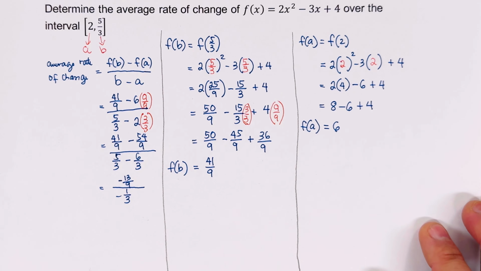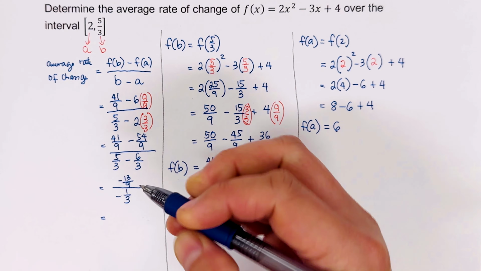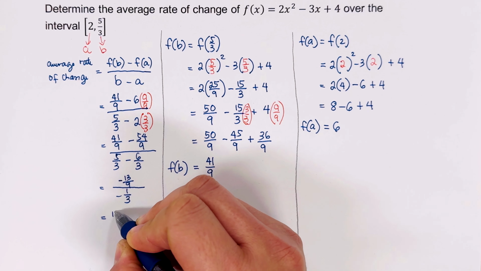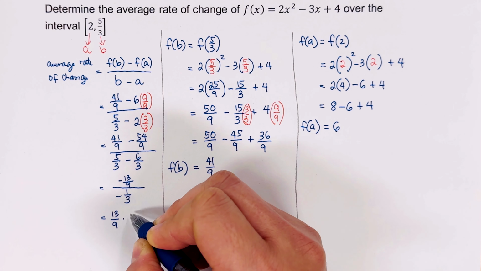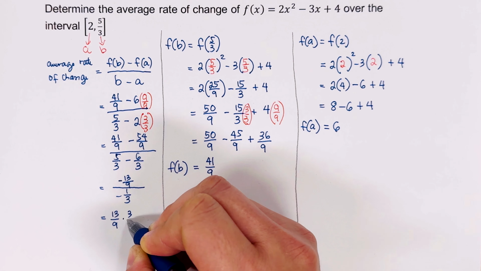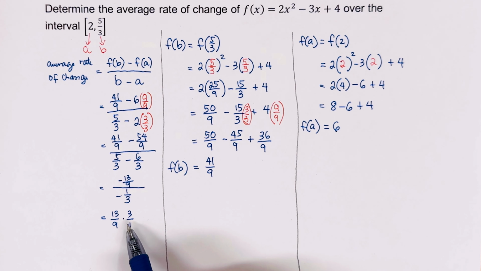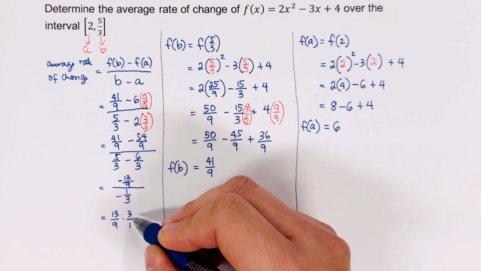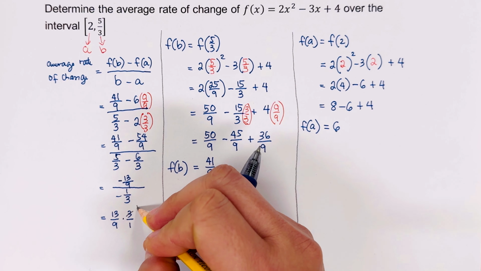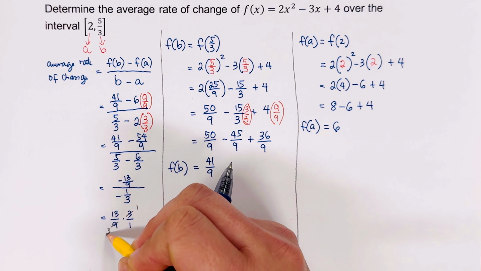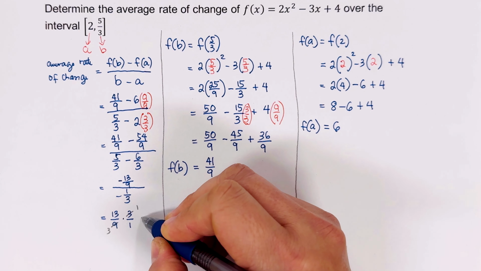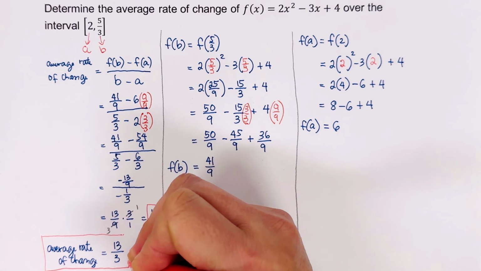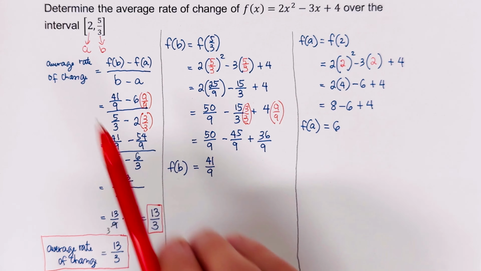Since this is a complex fraction, what we do is we flip the denominator and multiply across. So this would be 13 over 9 times 3 over 1, which becomes positive because both negatives make it a positive. So that means this comes out. This would be 1, and we can factor this one as 3 as well. So the final answer is 13 over 3. So this is the average rate of change over this interval.